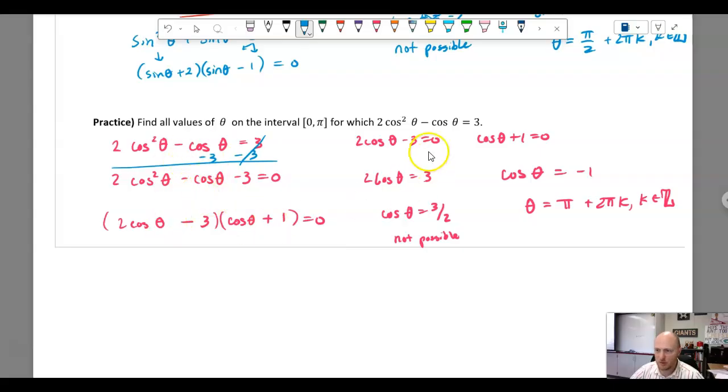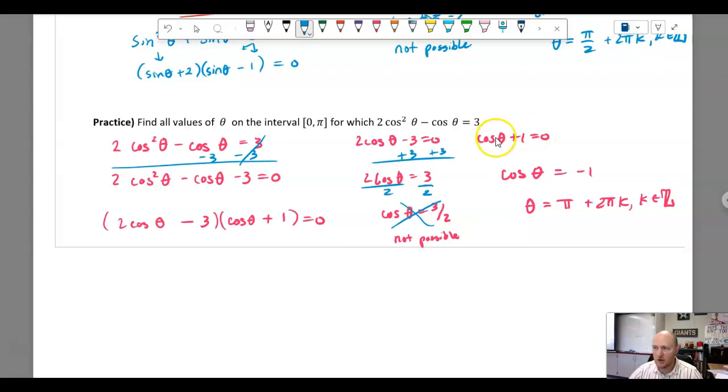So two possible outcomes: 2 cosine theta minus 3 equals 0, or cosine theta plus 1 equals 0, and we just solve. Add the 3, divide by 2, all right, and you get cosine theta equals 3 halves. That's 1.5, and that's outside of the range. There's no x value that's 1.5 in the unit circle. So this one's not possible. We're just going to cross that out.